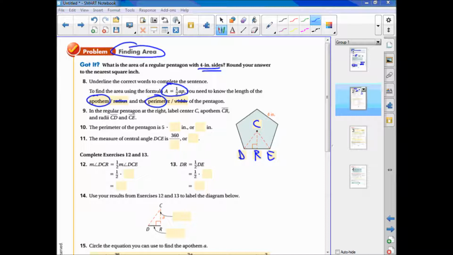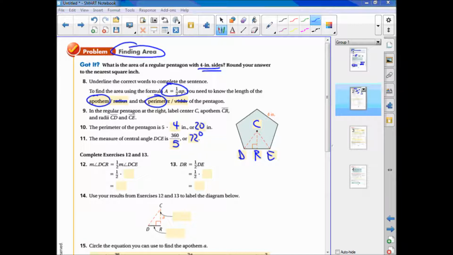So the perimeter of the pentagon is 5 times 4 inches, because there are 5 sides and each one's 4 inches big, or 20 inches. The measure of the central angle, DCE, is 360. Remember, there are 5 central angles in a regular pentagon, so 360 divided by 5, which gives us 72 degrees. Complete exercises 12 and 13.